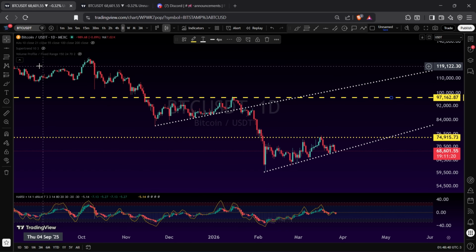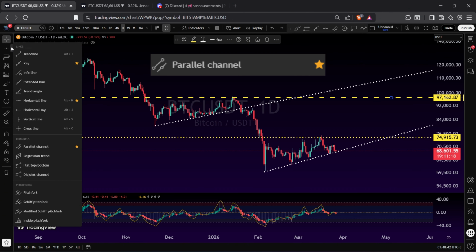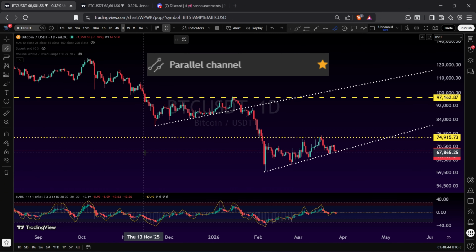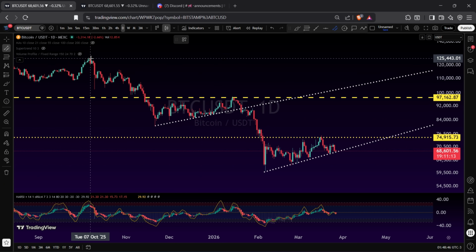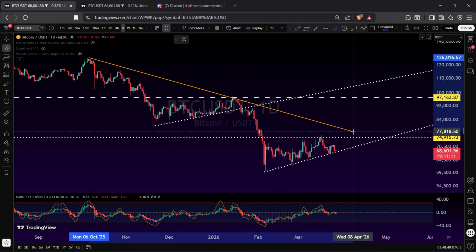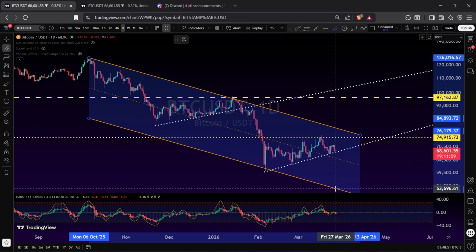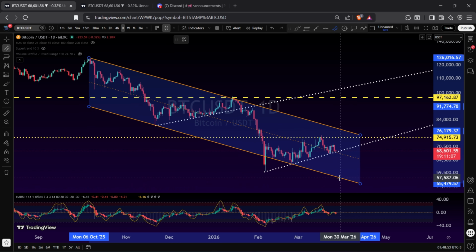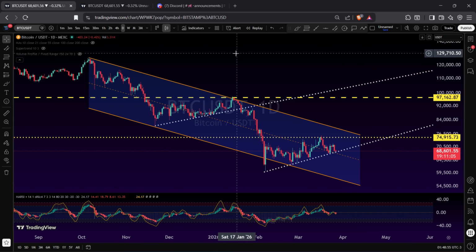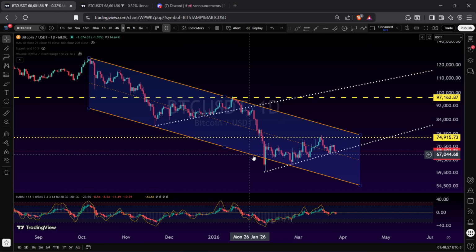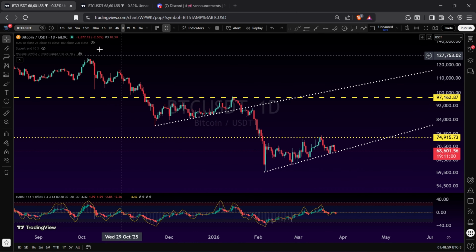The seventh tool on our list is the parallel channel. This is an incredibly effective drawing tool for mapping out structured upward or downtrend momentum. When an asset is moving in a consistent trend, it rarely moves in a straight line. It oscillates back and forth between a diagonal support and a diagonal resistance. The parallel channel tool allows you to perfectly encapsulate this price action.